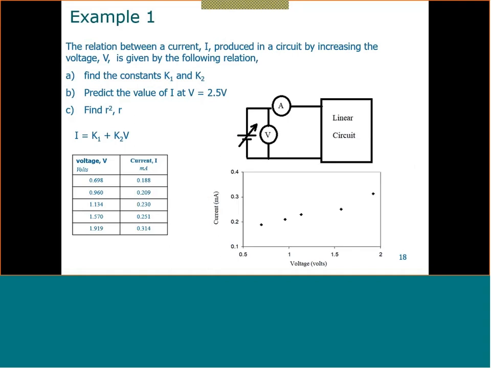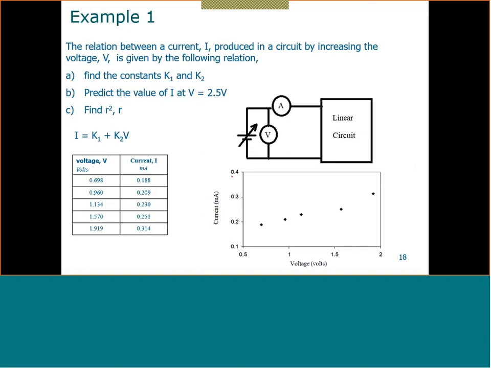I'm having a variable voltage, so I am changing the voltage and measuring the current and the voltage at the same time. Here is the voltage, and here is my current. I'm changing the voltage, so this is my independent variable, and the current, which changes as a response, is my dependent variable.